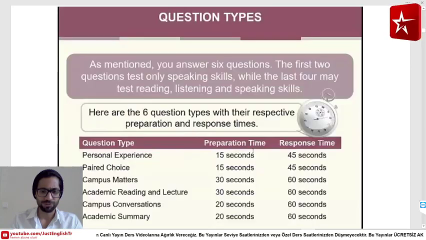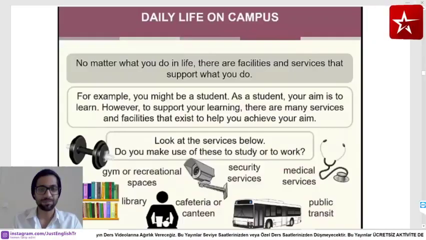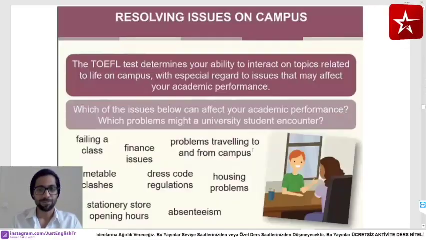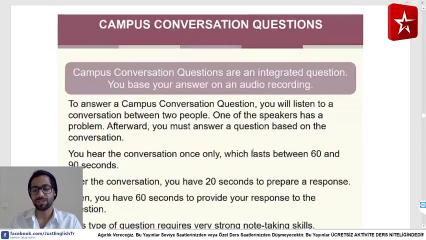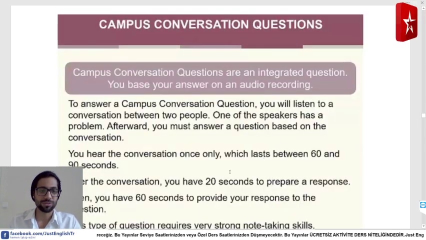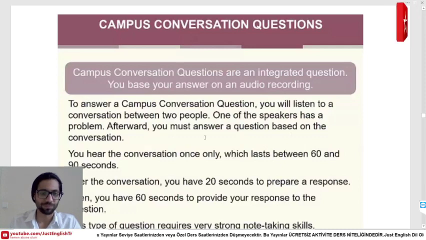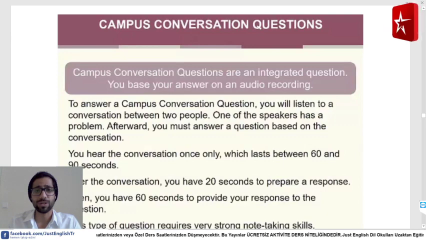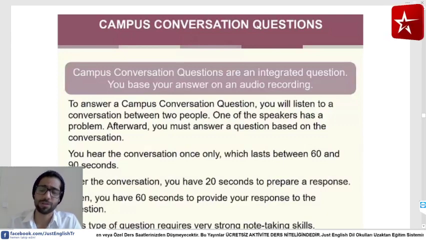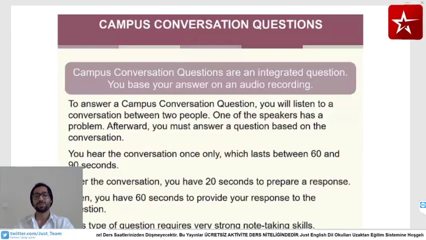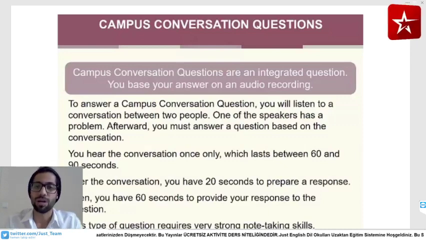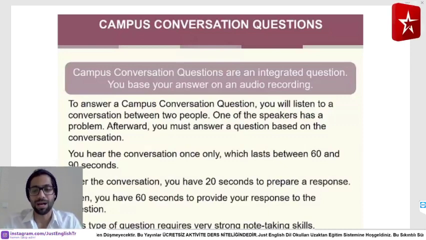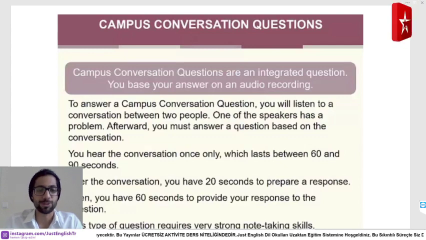Let me check very swiftly. Canvas conversation and academic summary. Okay, so those will be integrated. So you need to get your notes right also. Now, here, the last 2 is just listening. The first, the third, and the fourth are going to be about listening and reading. However, 5 and 6 will be about listening followed by speaking.